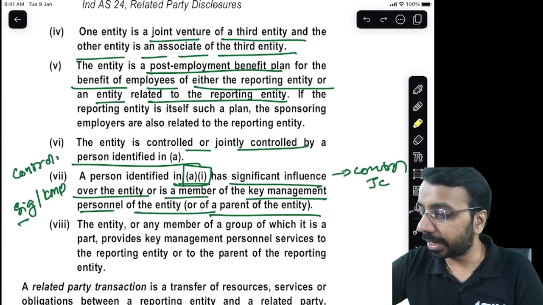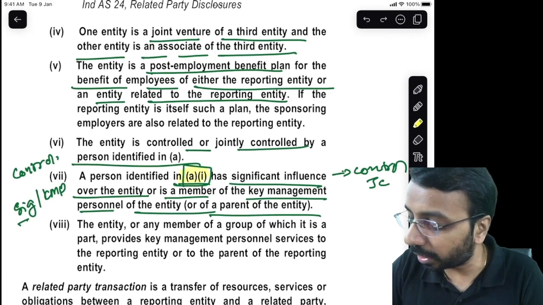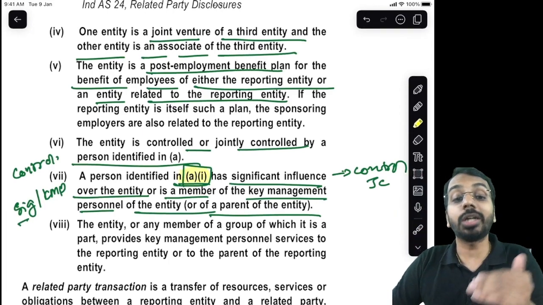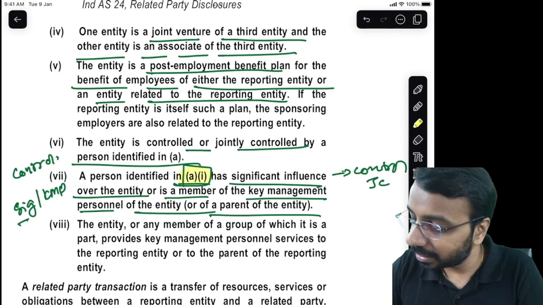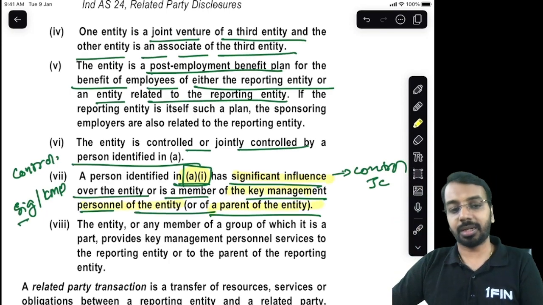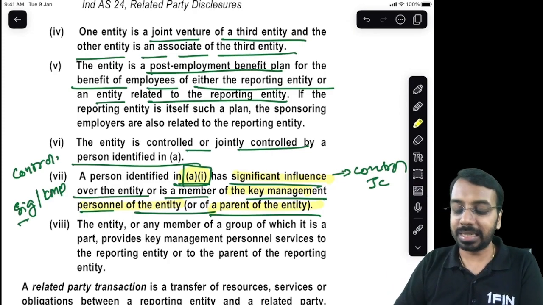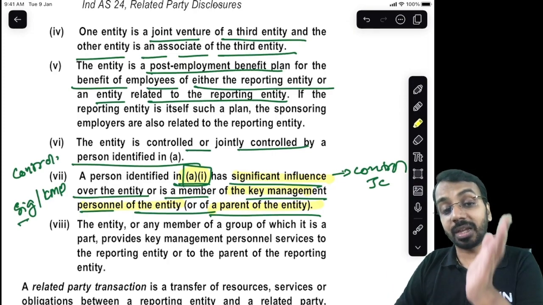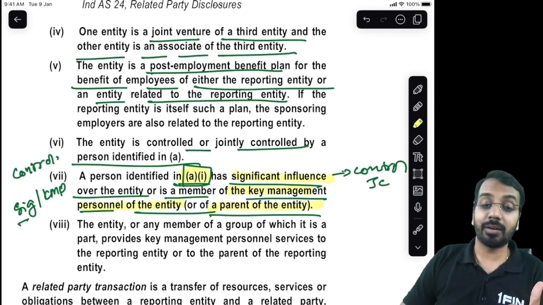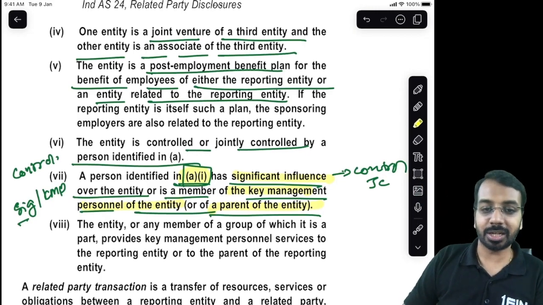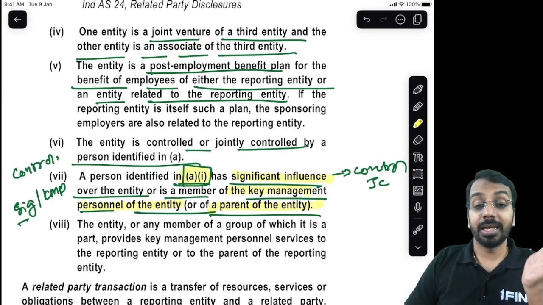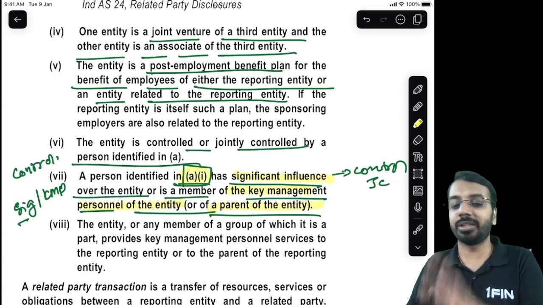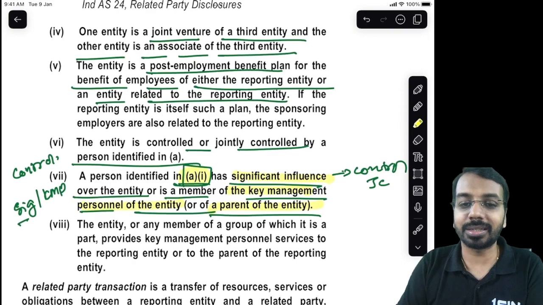Now here what you need to understand is slightly tricky. A person who is in A1, that is a person who has control or joint control over, let us say, Reliance Industries, right? That person has significant influence or is KMP of the other entity or a parent of that other entity. So over the other entity, he has significant influence or is a KMP. So there, if there is significant influence or KMP, first on one side you have to see whether there is control or not. Only when there is control, you can say there is a related party relationship. Sir, can I say on the first party there is significant influence, and on the second party also there is significant influence? Are they related parties? They are not related parties.